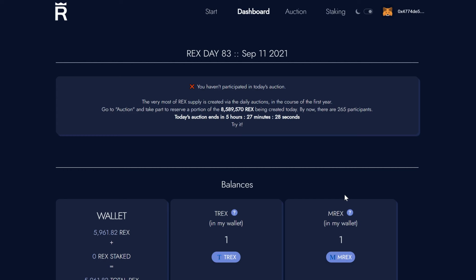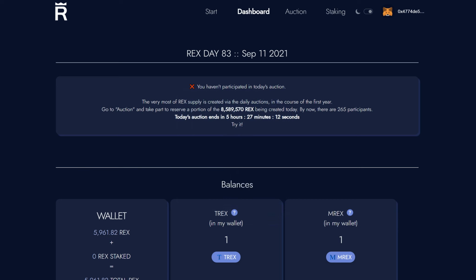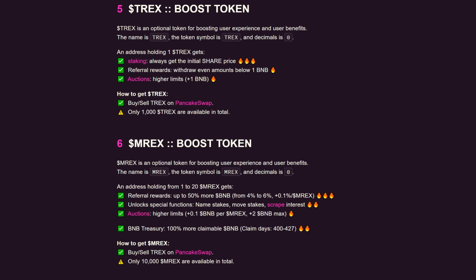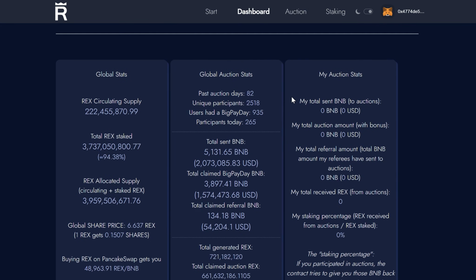The easiest way to learn about the boosters is that you can always move your cursor to the blue question marks and it will show. As you can see, I'm holding a TREX and an MREX. I hold them because it's important and I'm going to tell you why. So let's go to the white paper, as it's pretty clear. When you're staking, you always get the initial share price. How that is important, if you go to the dashboard, I'm going to take you there right now.